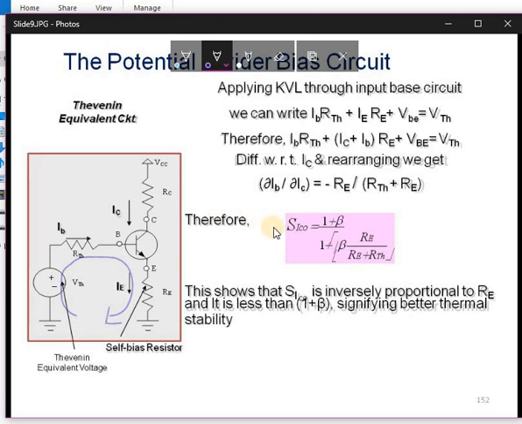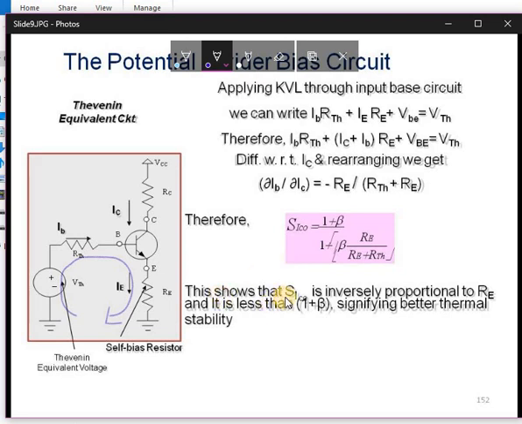Simply substitute dou IB by dou IC into the stability factor equation. Then we get the stability factor in the potential divider circuit: SICO equal to 1 plus beta into dou IB by dou IC. Here dou IB by dou IC equals RE by RE plus RTh. So this is the stability factor equation for the potential divider circuit.